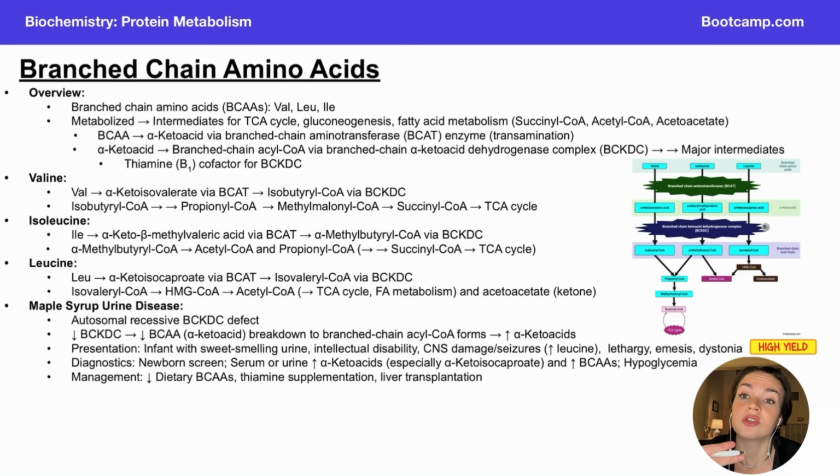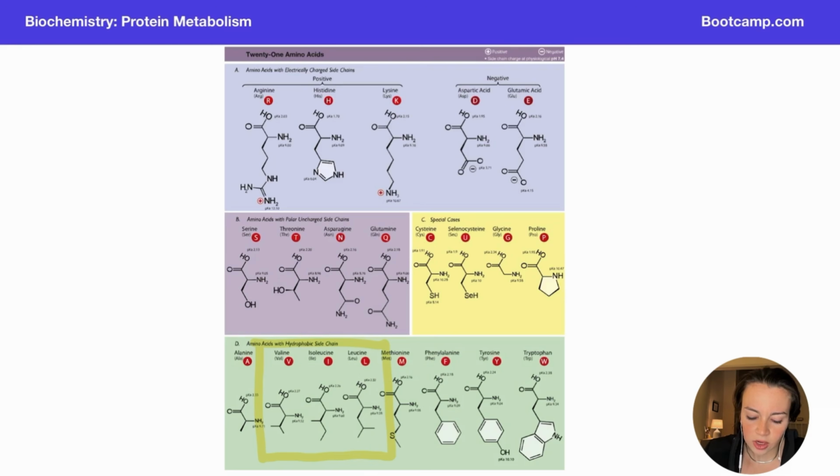There are 3 branched chain amino acids, also called BCAAs. They are valine, leucine, and isoleucine. They're called branched chain amino acids because if you take a look at their R groups, each of them has a branched pattern of their side chains.